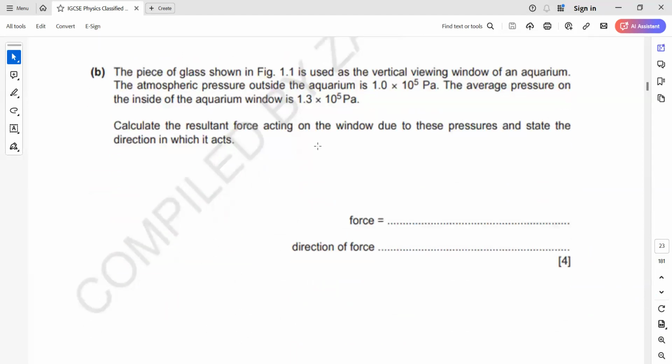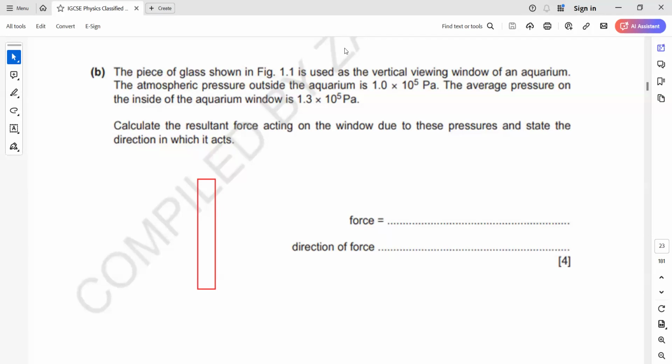A piece of glass shown in figure 1.1 is used in a vertical viewing window in an aquarium. So for example, this glass is there. The atmospheric pressure from the outside is 1 exponent 5. The average pressure from inside is 1.3 exponent 5. Calculate the resultant force acting due to this pressure and state the direction of the force.